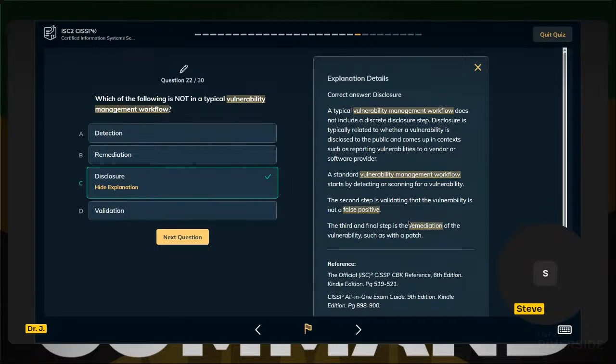Typical vulnerability management workflow does not include a discrete disclosure step. Disclosure is typically related to whether a vulnerability is disclosed to the public and comes up in context such as reporting vulnerabilities to a vendor or a software provider.